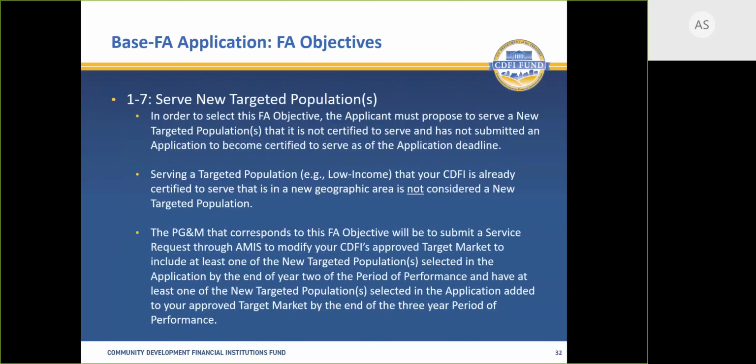For FA Objective 1.7, serving new targeted populations, in order to select this objective, you must propose to serve a new targeted population that you are not certified to serve and have not submitted an application to become certified to serve as of the application deadline. Keep in mind, serving a targeted population that you are already qualified to serve, even if it is in a new geographic area, does not qualify.